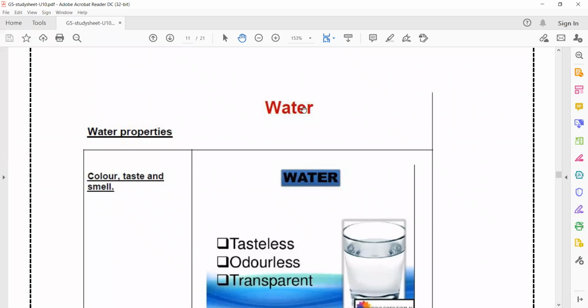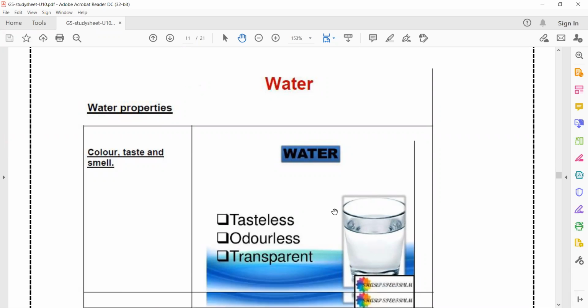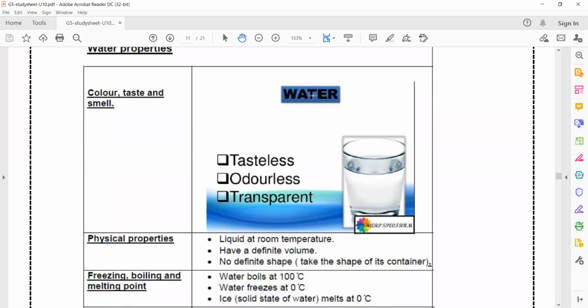Let's talk about the water and some properties of the water. The water is a common material on the earth and a very important substance on the earth. Let's talk about the properties of water. First, color, taste, and smell.